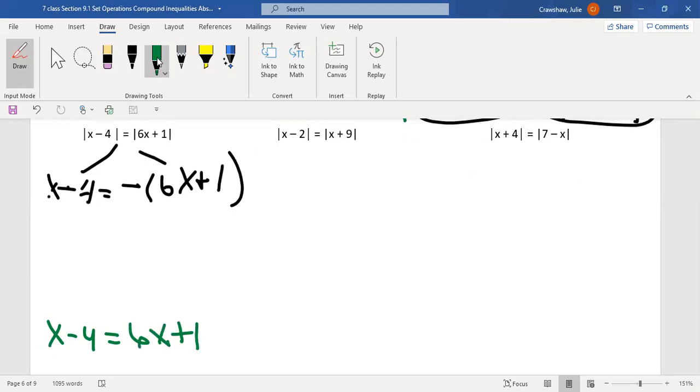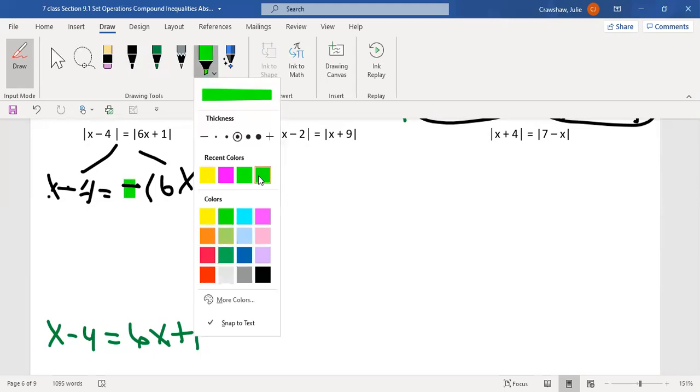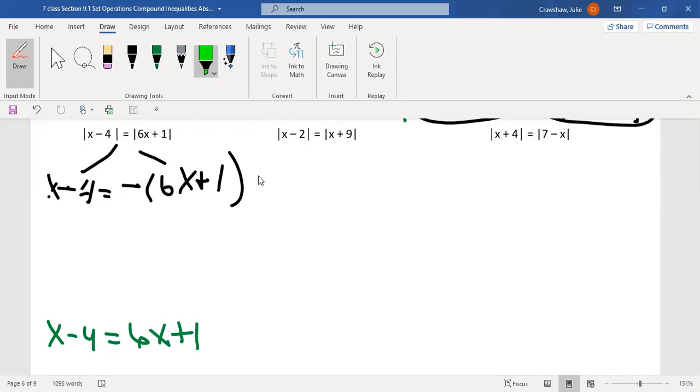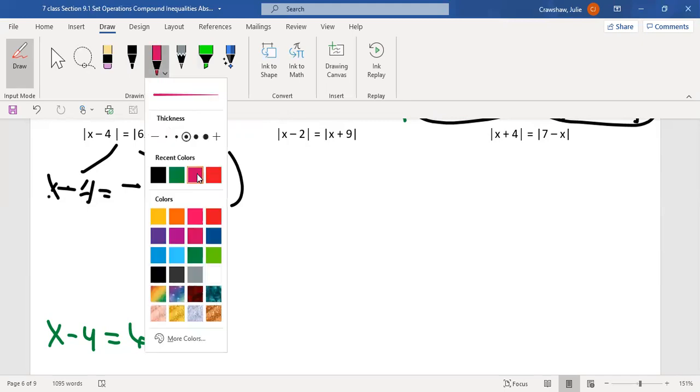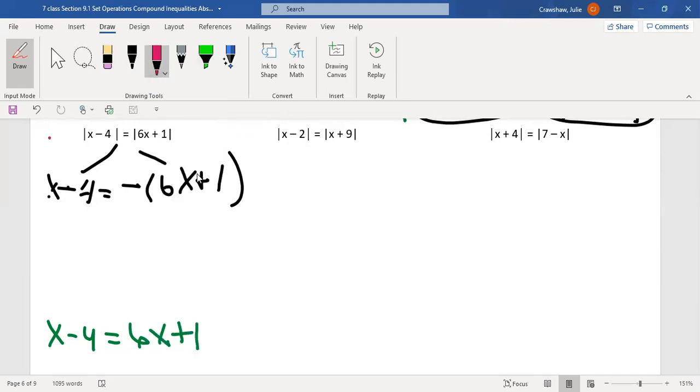So when you have absolute value bars equal to another expression within absolute value bars, you're always going to have 2 equations. One of them is going to be the opposite of what's inside. And then the other one is going to be just get rid of the bars altogether and solve it. So when I solve this, I'm going to distribute that negative. So I have x minus 4 equals negative 6x minus 1.